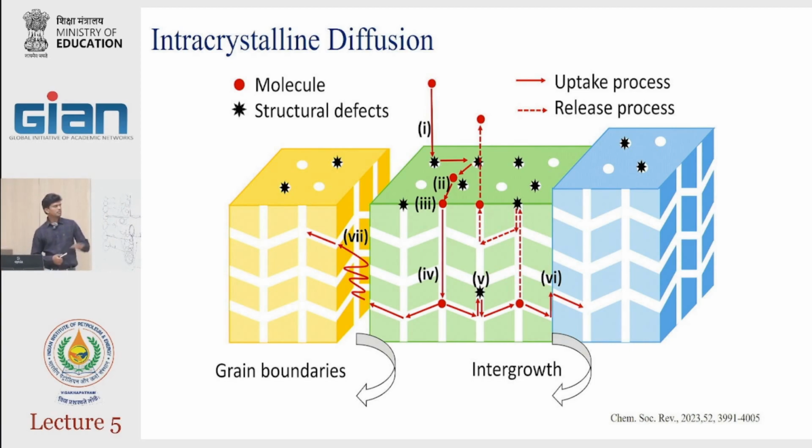There can be grain boundaries, because when we have more grains, the boundaries can create a lot of defects. Intergrowth can be one kind of defect.